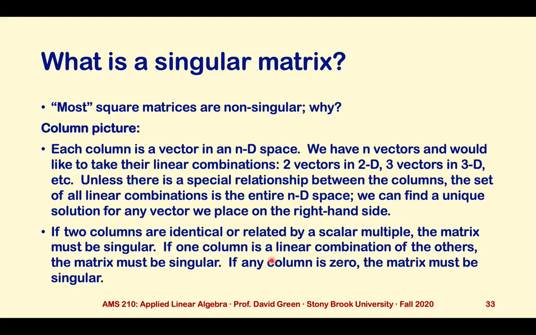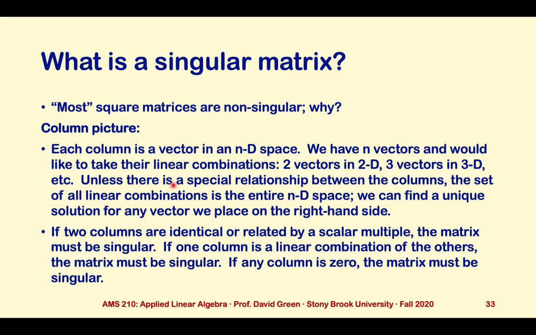We can also think about this same idea from the column picture. From the column picture, each column is a vector in an n-dimensional space. And for a square coefficient matrix, we have n of those. We'd like to take their linear combinations and see, can we make a linear combination for a vector on the right-hand side? This is 2 vectors in 2 dimensions, 3 vectors in 3 dimensions, and so on.